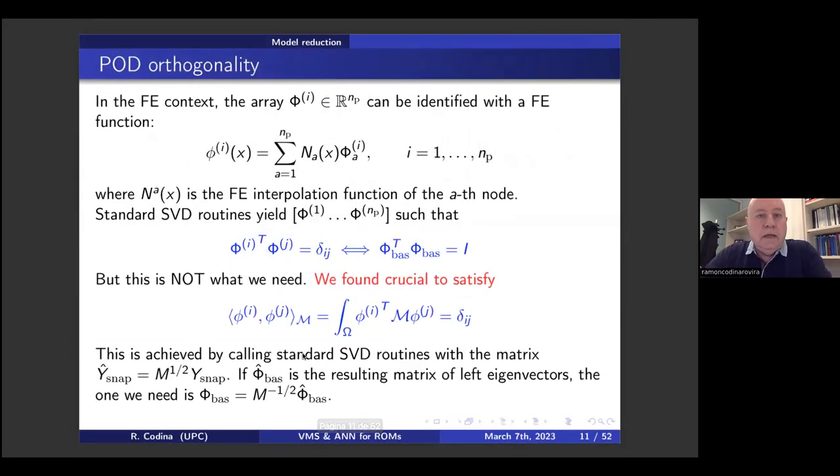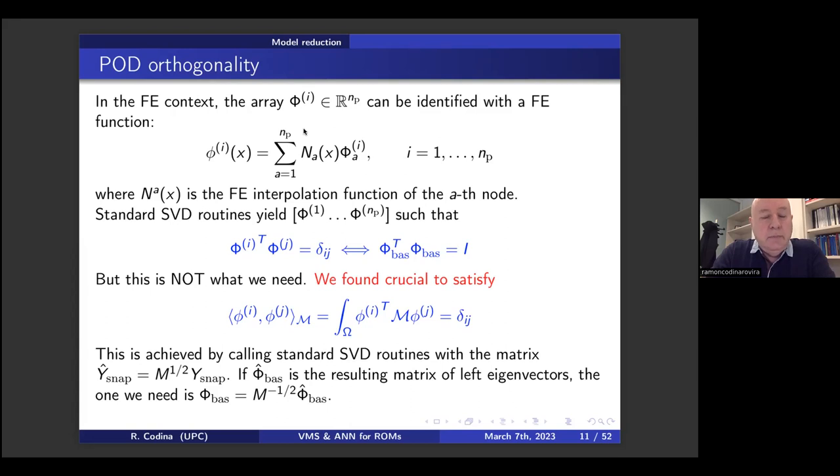So that's the idea. Supposing that we have as many left eigenvectors as the number of nodes NP, we can identify each array of eigenvectors as a finite element function. This is an obvious remark that I will make here, but it is important in the applications. In fact, the title of this slide is about POD orthogonality. So what do we have to understand as POD orthogonality?